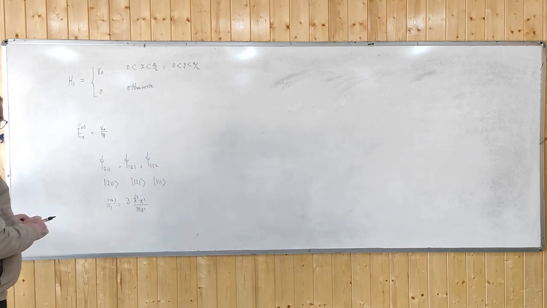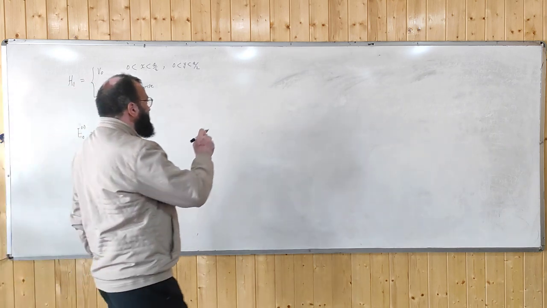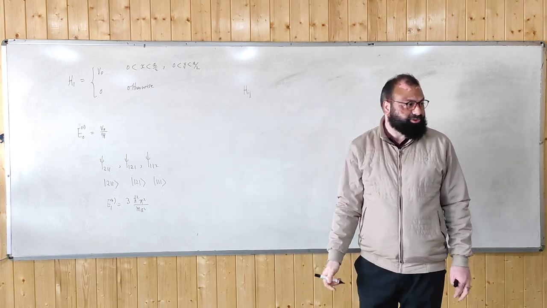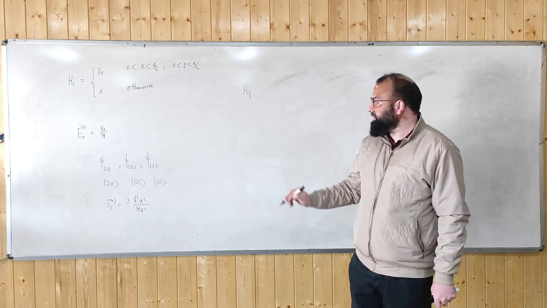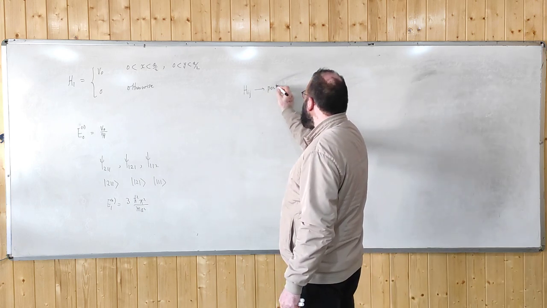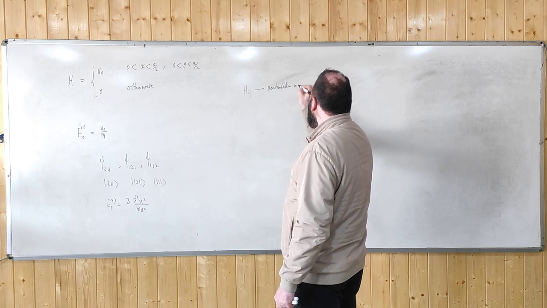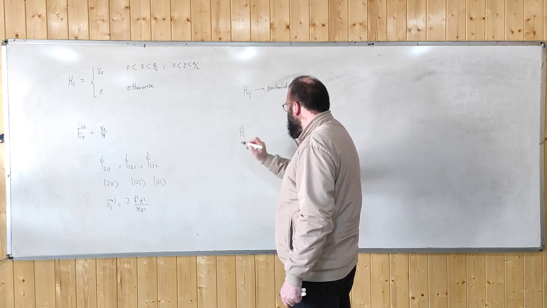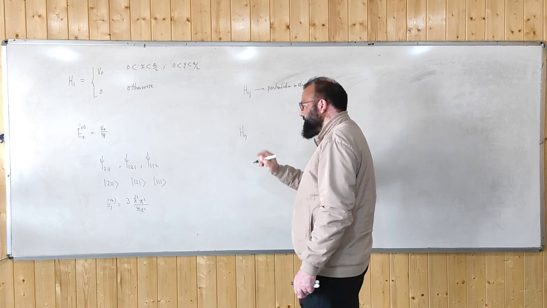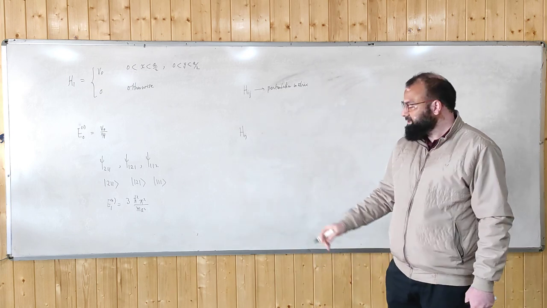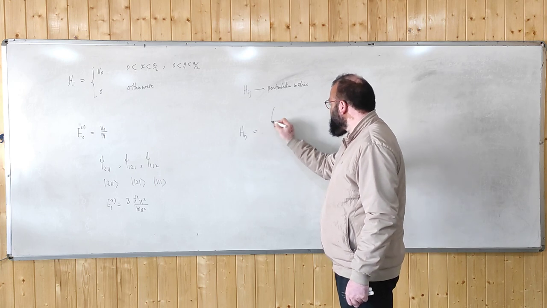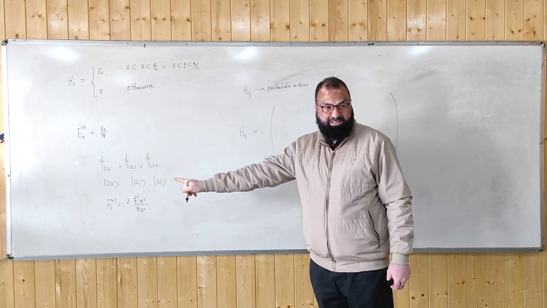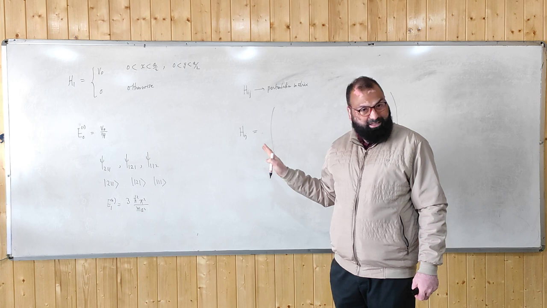Now what do I need to calculate? I need to calculate the Hij matrix. This is the first step: first you calculate the Hij matrix, the perturbation matrix. So this needs to be calculated. I will use indices ij, which means it's a matrix. How many states are available at hand? 3 states. So what is the dimensionality of this matrix? It is a 3 by 3 matrix.